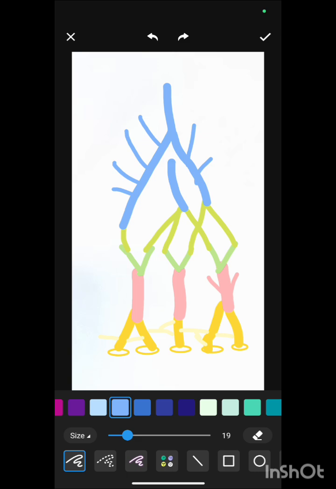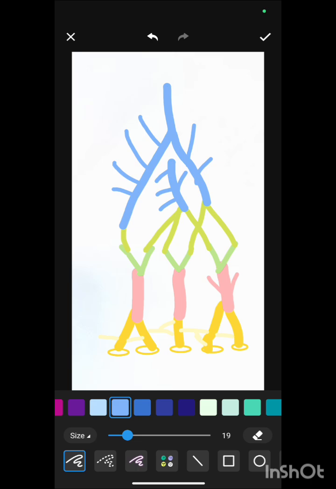And we have another cord, right? That is the posterior cord. It gives rise to five branches: the upper subscapular nerve, the nerve to latissimus dorsi, the lower subscapular nerve, the axillary nerve, and it continues as the radial nerve. That's all about the branches it gives.